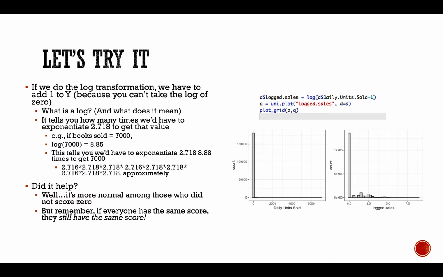So now let's ask whether it helps with the data set. Well, it's more normal among those who did not score 0. But remember, if everyone has the same score, they still have the same score, because we're preserving monotonicity. And so if you have zero-inflated data, then any amount of transformation isn't going to do anything. Okay? You've got to resort to other methods here.